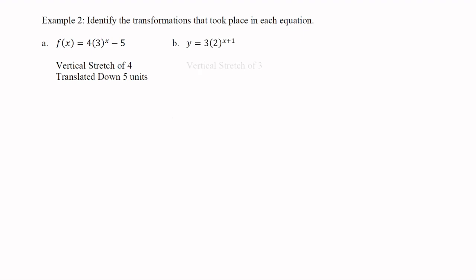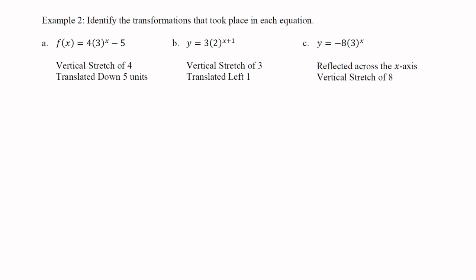So the 3 out in front tells us that we have a stretch of 3. And the plus 1 in the exponent tells us that we have translated left 1. For this one, we have a minus out in front, so we have reflected across the x-axis. We have a vertical stretch of 8.